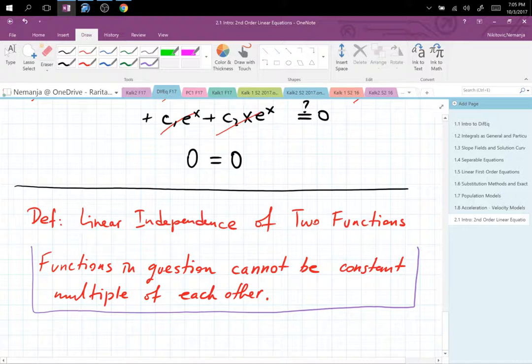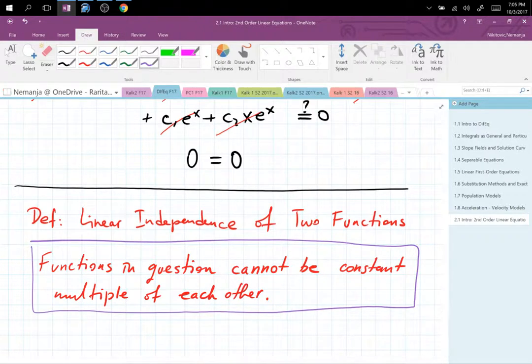Linear independence is going to be important for us when we run into repeated solutions. If you remember, sometimes when you solve a quadratic equation, you get only one solution with multiplicity 2, right? You solve a quadratic equation and you get x equals 3, x equals 3, right? It's easy to fix that.